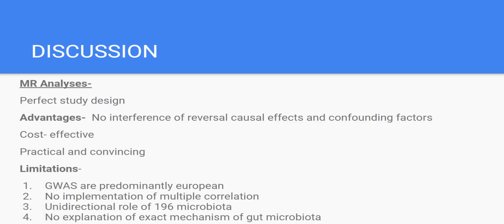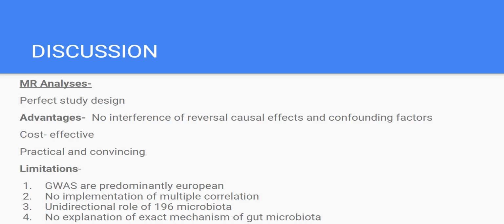And also it was very practical and convincing. So it was the best study to find out the risk factors of periodontitis that are caused by the gut microbiome. But it had some limitations. Okay, so here are the limitations. First of all, GWAS, that is genome-wide association studies, was conducted primarily in the European population. So it can be conducted with other ethnic groups as well. So that was the first limitation.